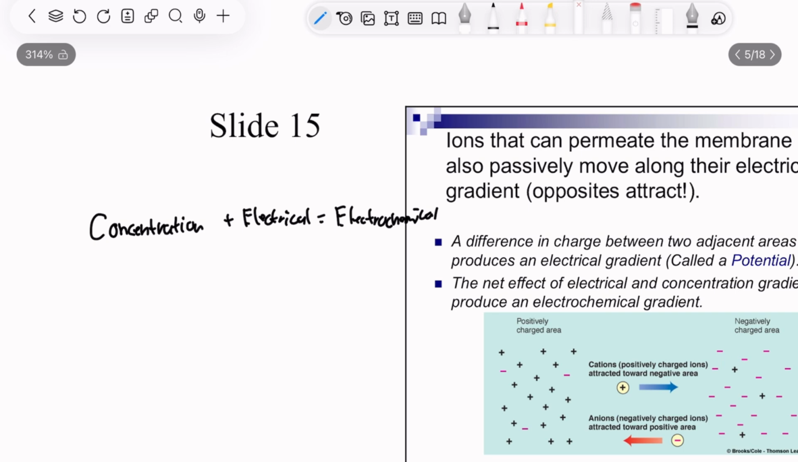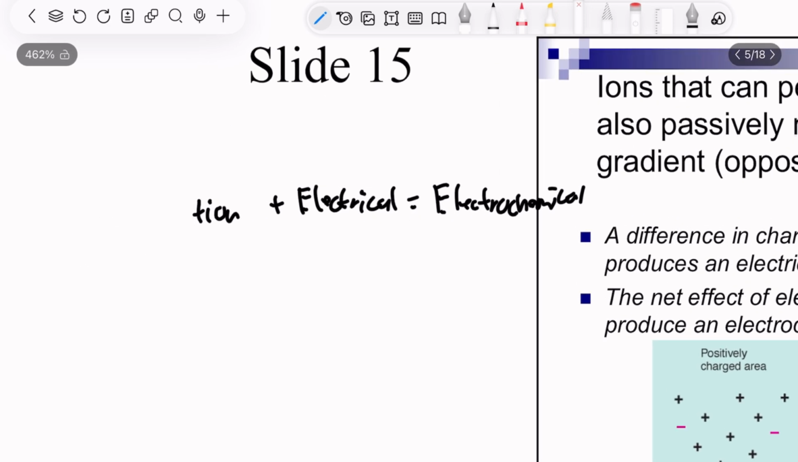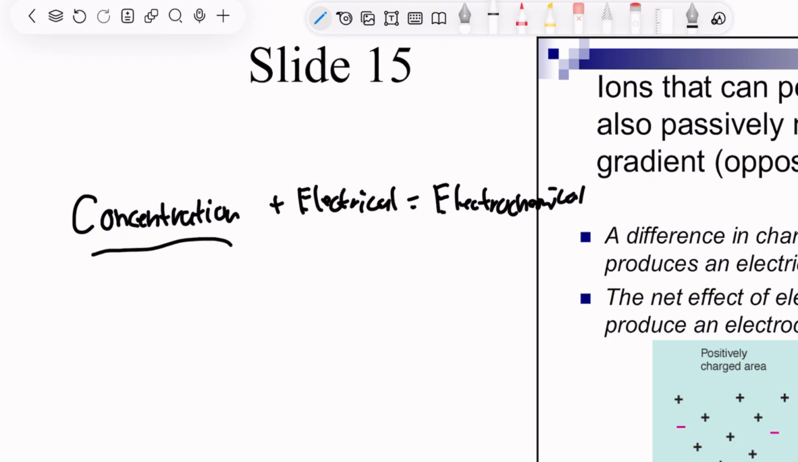So what you need to take away from the video is in regards to the concentration gradient, electrical gradient, and the electrochemical gradient. Again, concentration gradient refers to the difference in the number of ions or molecules across the membrane. Ions naturally want to move from areas of higher concentration to areas of lower concentration. This is called diffusion, and it occurs without the need for energy. Electrical gradient is when ions move because of the difference in charge between two areas. So opposites attract. Positive ions move towards negatively charged areas, and negative ions move towards positively charged areas.